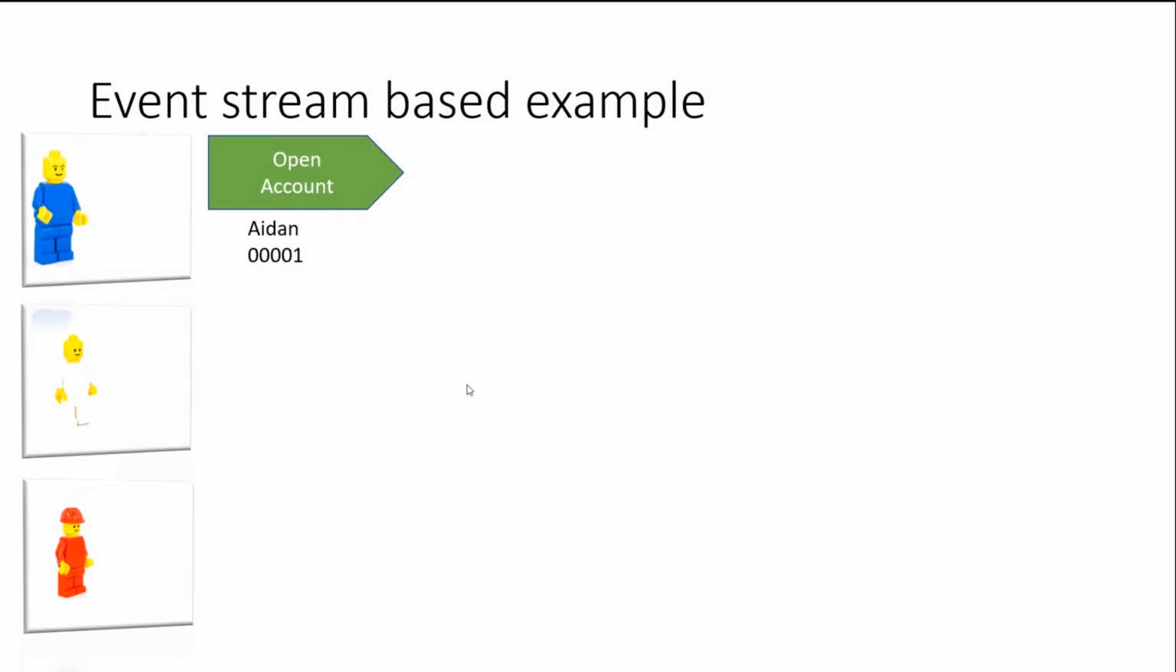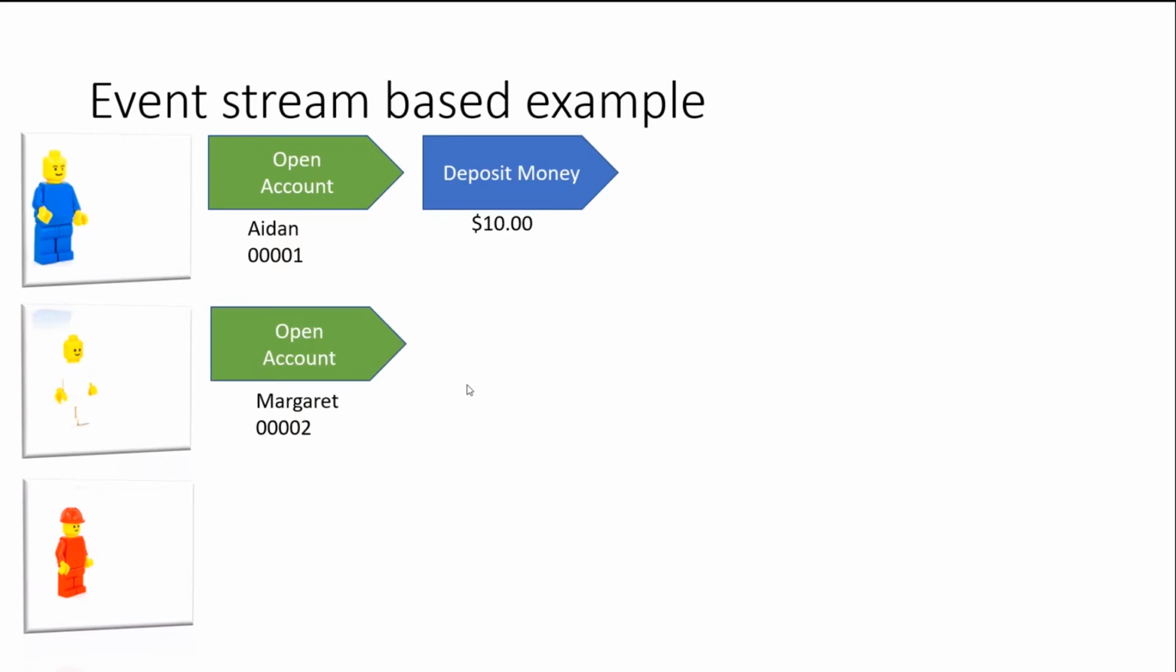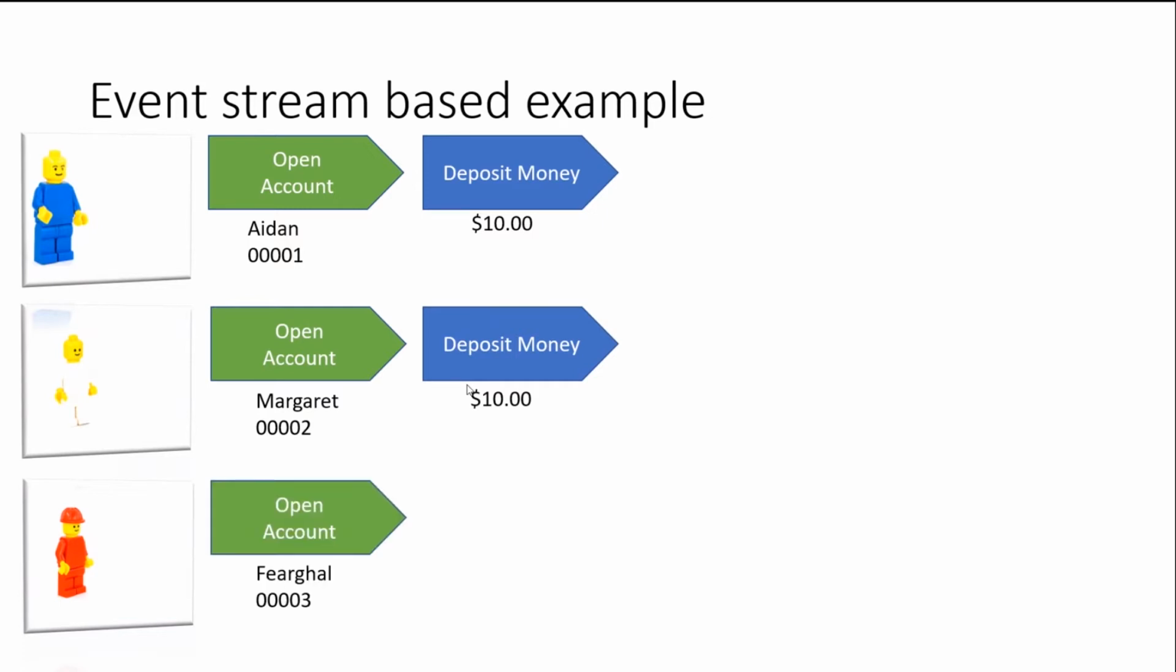So Aiden comes in on the first day. First thing he does is he opens his account, and then he has $10 of pocket money, so he deposits that money. Margaret also comes in, opens an account, and she also deposits her $10 of pocket money. And finally, Fergal comes in, but being the youngest, he's already spent $5 on the way to the bank, so he deposits his $5.